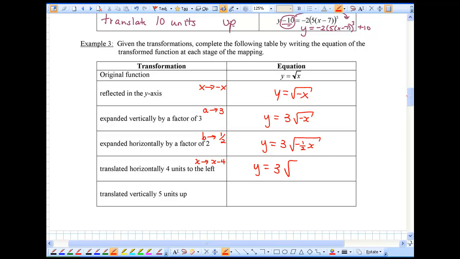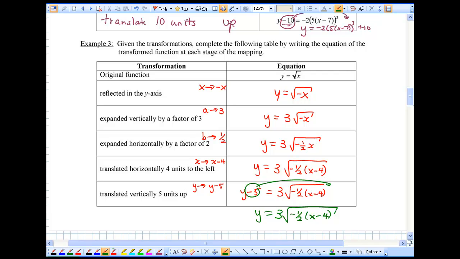So how about something like this? Notice I put brackets around here, okay? Brackets are important. And then translating vertically 5 units up, you can write this as y minus 5, like this. But most people don't like it that way. So what do most people do? They will bring the 5, or the negative 5, over to the right-hand side. This is probably the more popular answer, and this is probably what I would write down on my test if I ever had a test. And there you go. Ta-da!